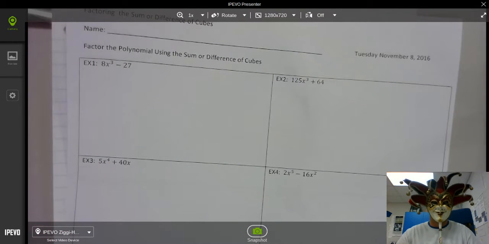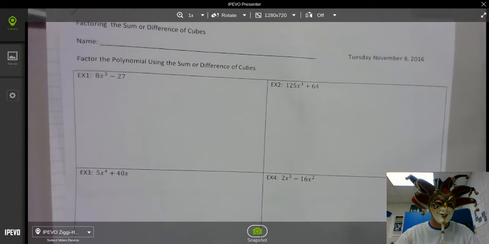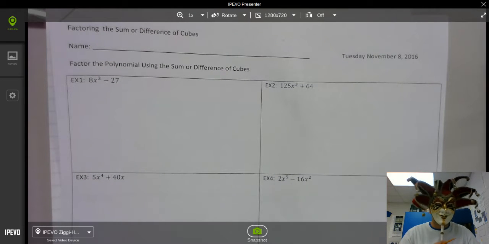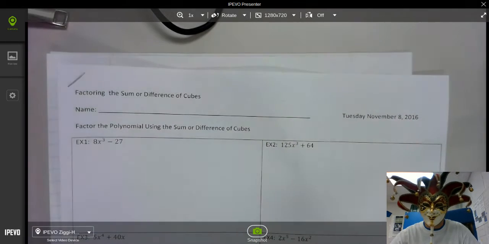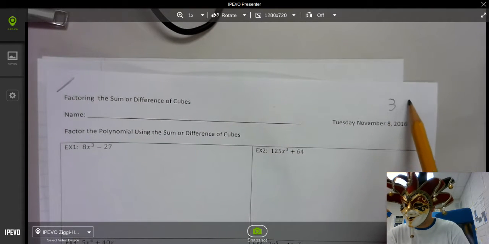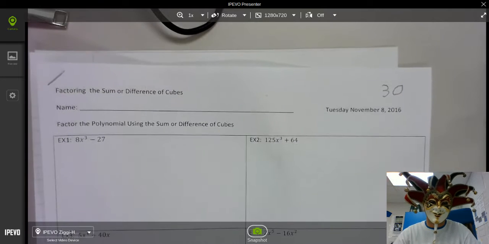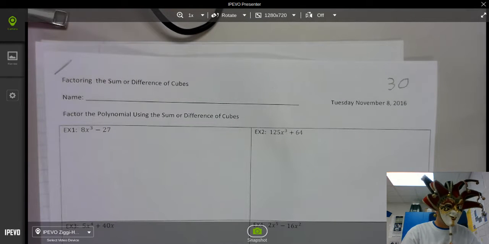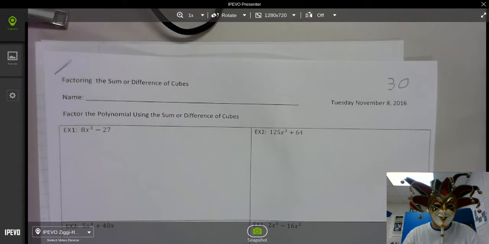Alright, so let's look at example 1. Remember, this notes is on page 30. Alright, so example 1. We're going to think this has a minus, so it's probably going to be a difference of cubes, but let's find out.